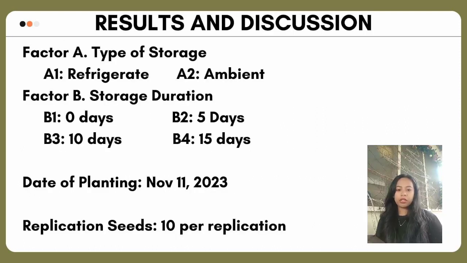Good day everyone. I'm going to discuss the results and discussion. We have factor A and factor B. Factor A is the type of storage and factor B is the storage duration. In factor A, we have ambient and refrigerated, and in factor B, we have B1 equals 0 days, B2 equals 5 days, B3 is 10 days, and B4 is 15 days. We planted on November 11, 2023, with 10 seeds per replication.